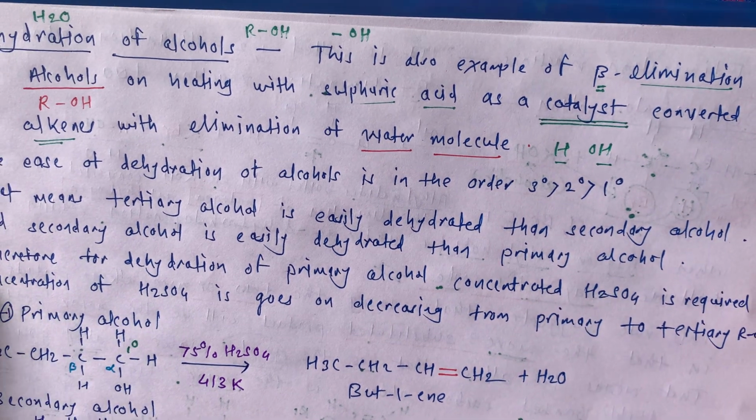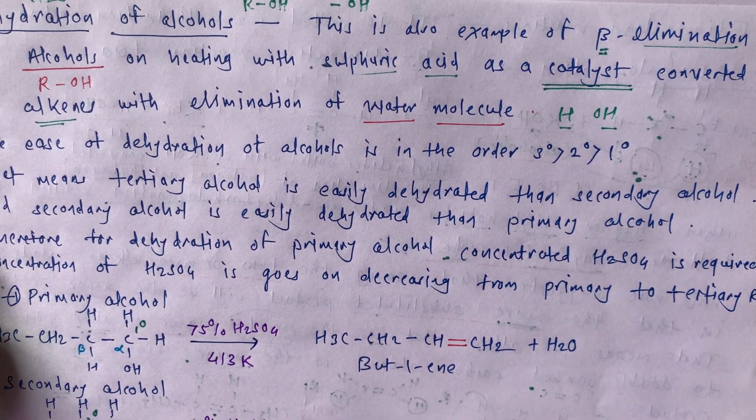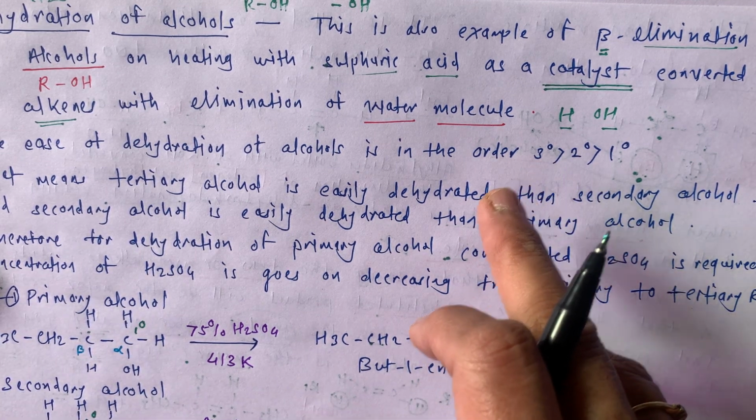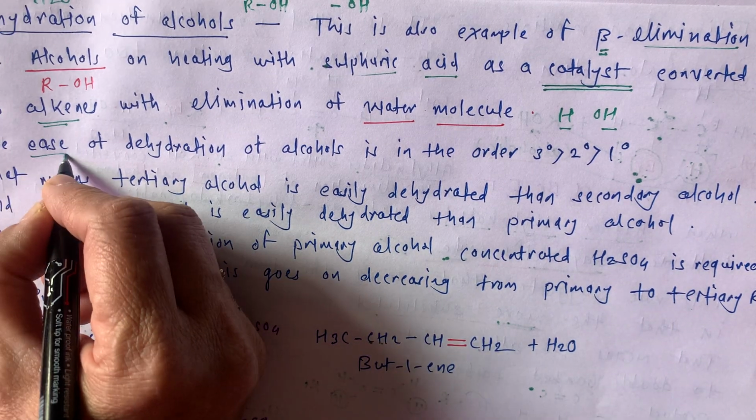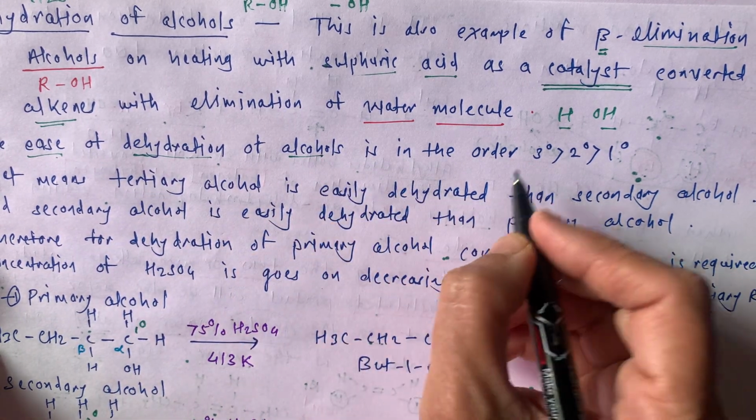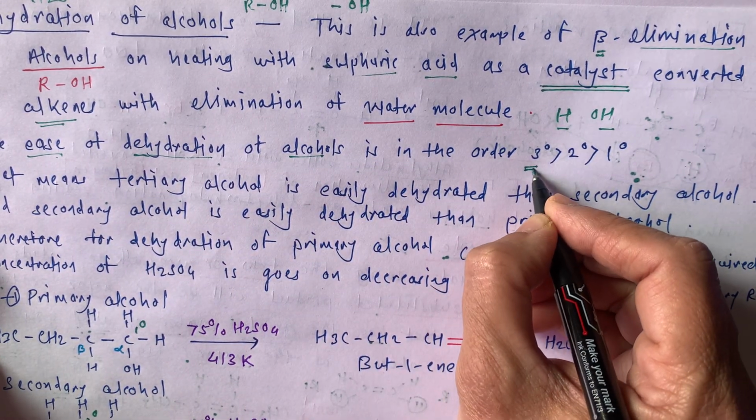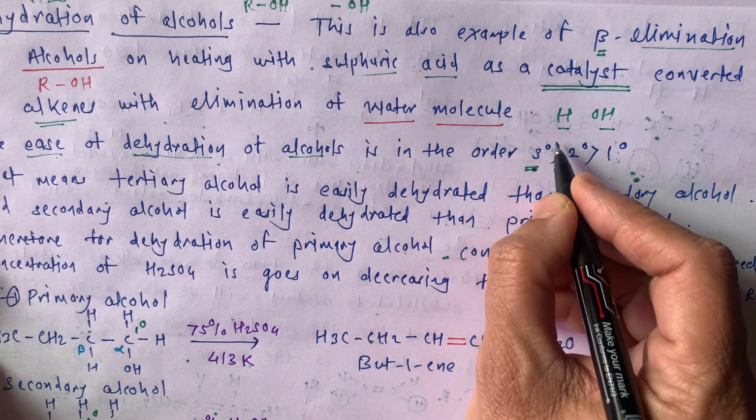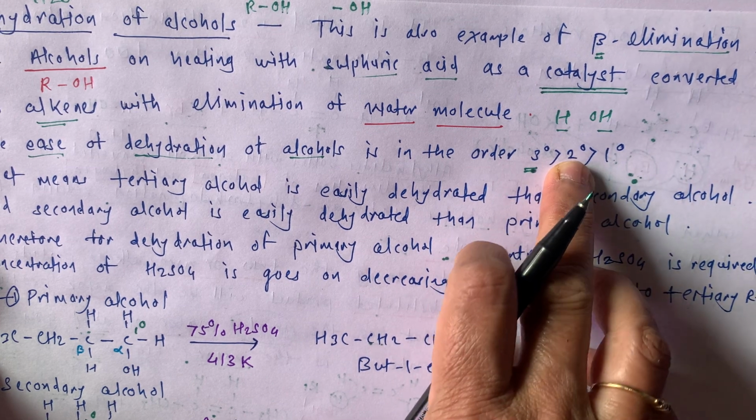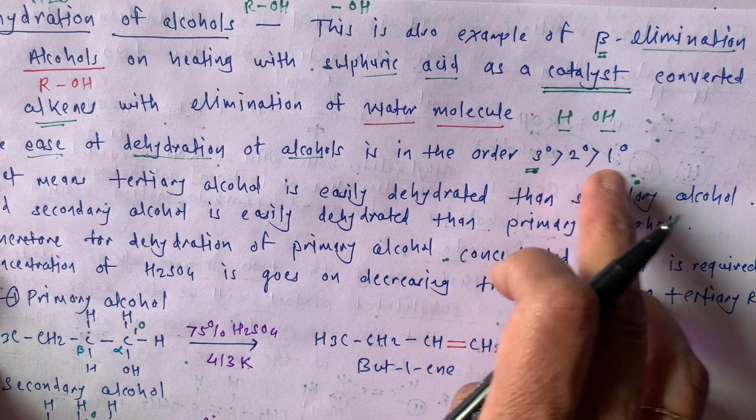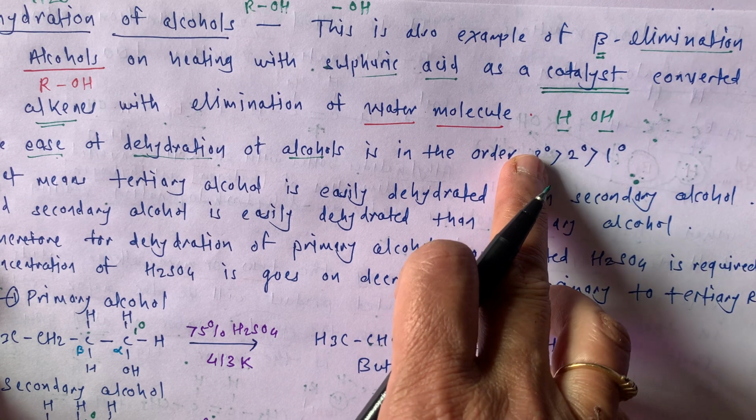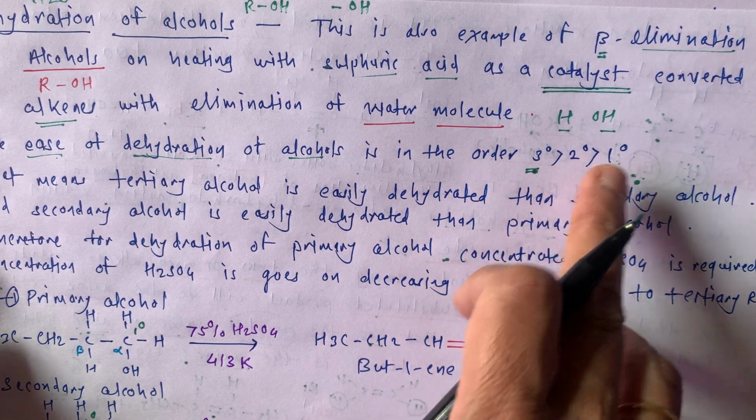Okay. Now here one more concept is given in our textbook, and that is again the same as applied for alkyl halides in dehydrohalogenation: dehydration of alcohols takes place very easily when there is a tertiary alcohol. Okay, meaning tertiary alcohol is dehydrated more easily than secondary alcohol, and secondary alcohol is dehydrated more easily than primary alcohol.